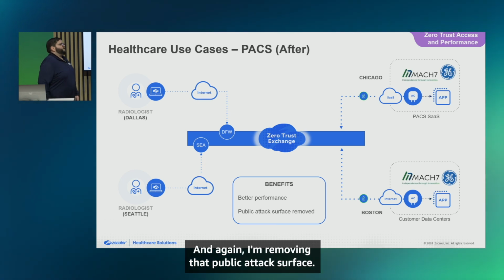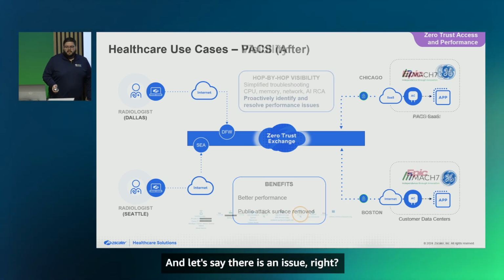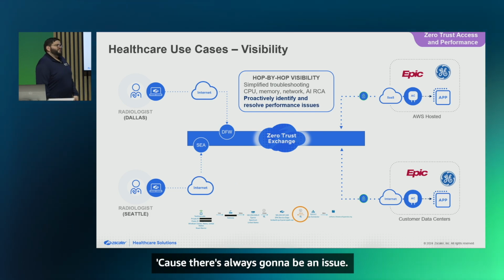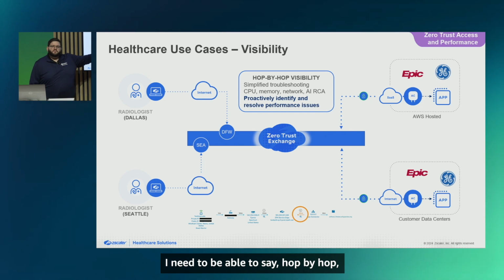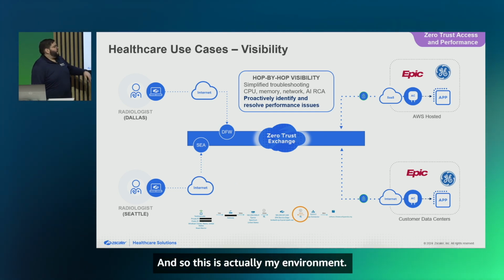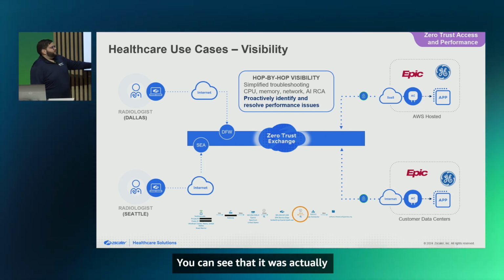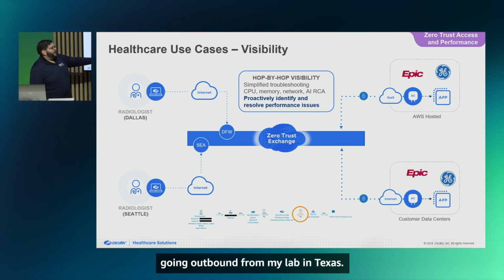And again, I'm removing that public attack surface. And let's say there is an issue, right? Because there's always going to be an issue. I need to be able to say hop by hop where that issue may be. And so this is actually my environment. You can see that it was actually going outbound from my lab in Texas.